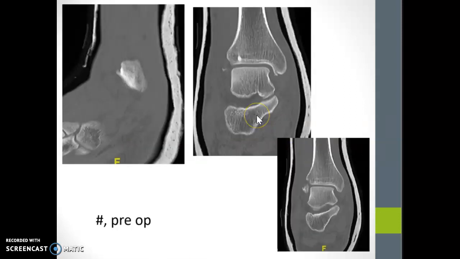Pre-op, you can see here. So the X-ray didn't pick up the avulsion fracture of the fibular attachment of the anterior talofibular ligament. So the CT itself has picked this up in a lot more detail here.